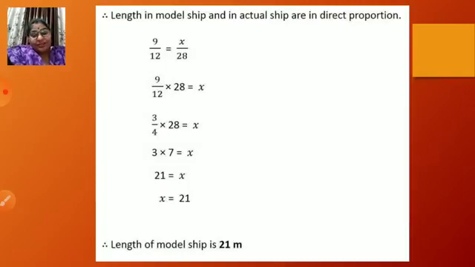So let us take the proportion x1 upon y1 is equal to x2 upon y2. That is 9 upon 12 is equal to x upon 28. So 9 upon 12 and we transpose 28, that is multiplied by 28 is equal to x. So x value you will get it as 21. So length of model ship should be 21 meters.